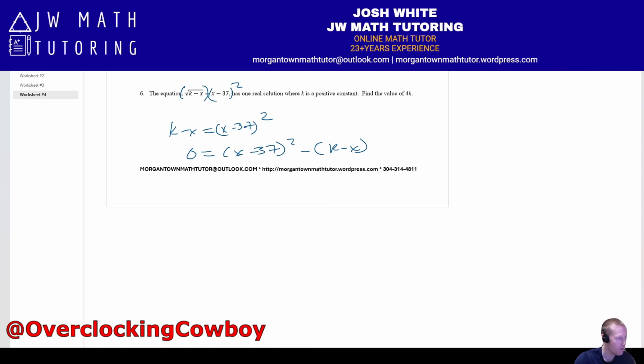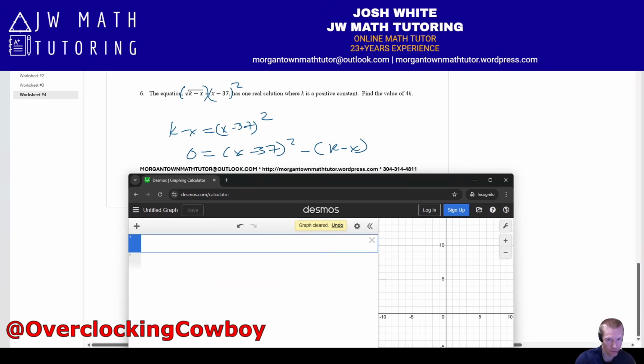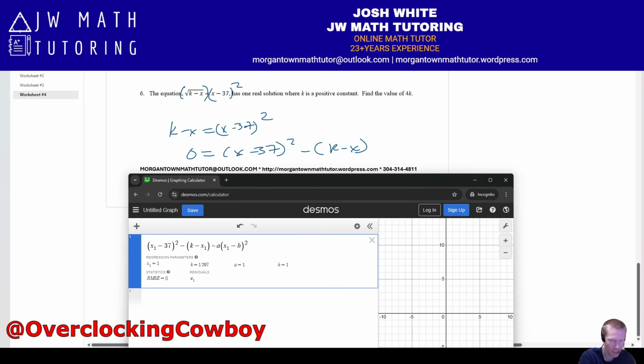Okay, this is now going to be, again, regressed to its factored form. Or sorry, not factored form, excuse me, vertex form. So we've got x1 minus 37 squared minus k minus x1. Okay, so vertex form a times x minus h squared, except the k is going to be 0 because we want one real solution, which means we want one x-intercept. Therefore, the y-coordinate of the vertex is 0.